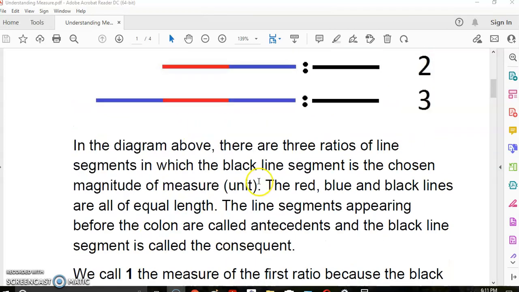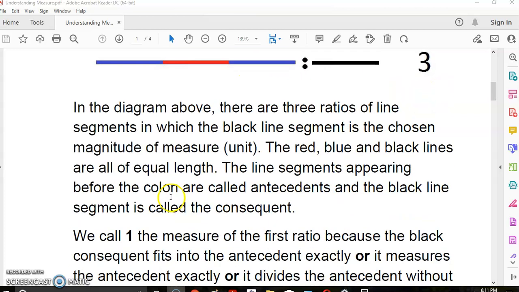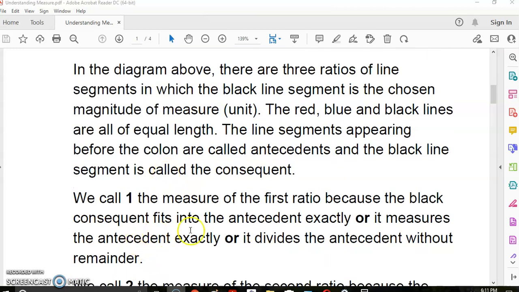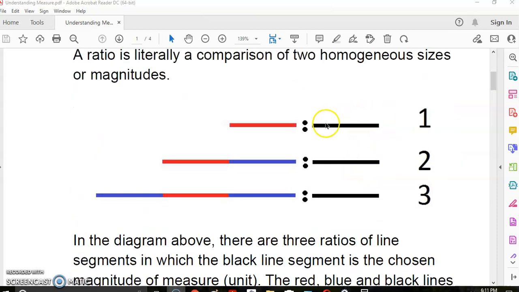So we call 1 the measure of this first ratio. Why? Because the black consequent fits into the antecedent exactly. Or it measures the antecedent exactly, or it divides the antecedent exactly without remainder. And the same can be said for this ratio, whose measure is called 2, and for this ratio whose measure is called 3. So the measure of all these ratios is 1, 2, and 3 respectively, right?